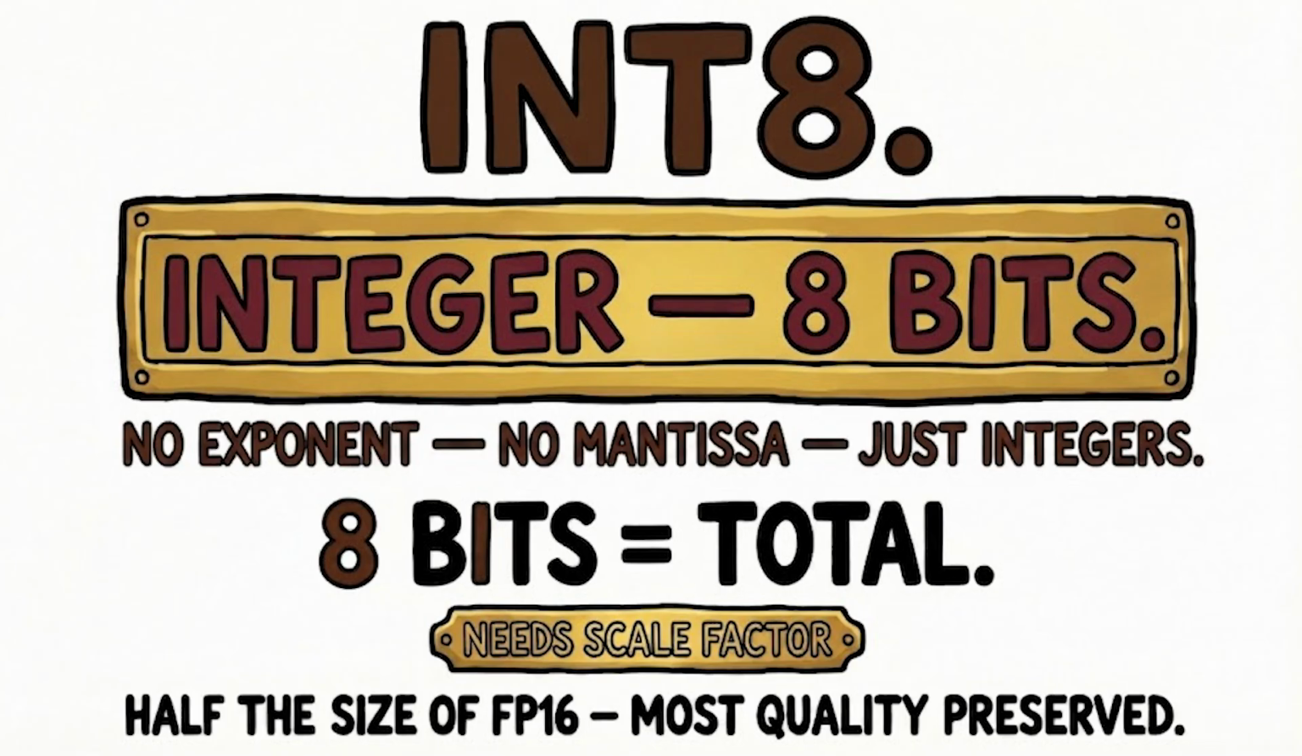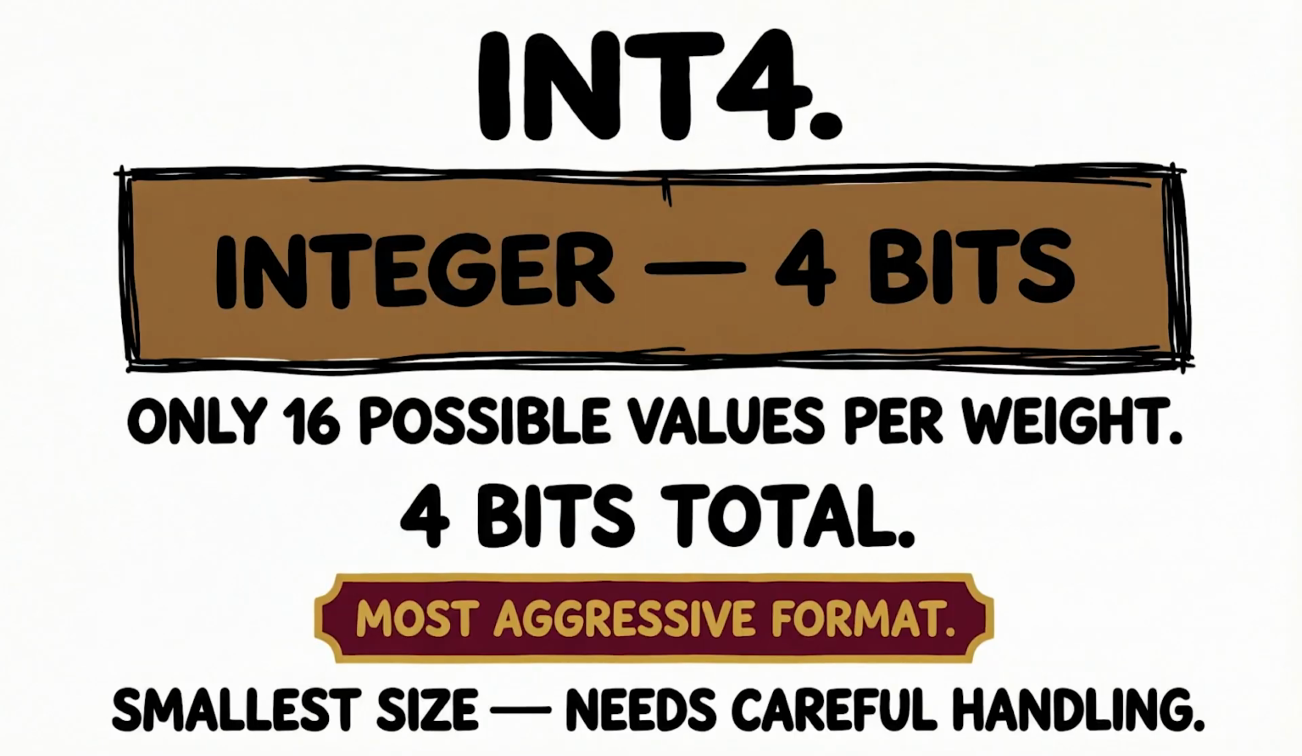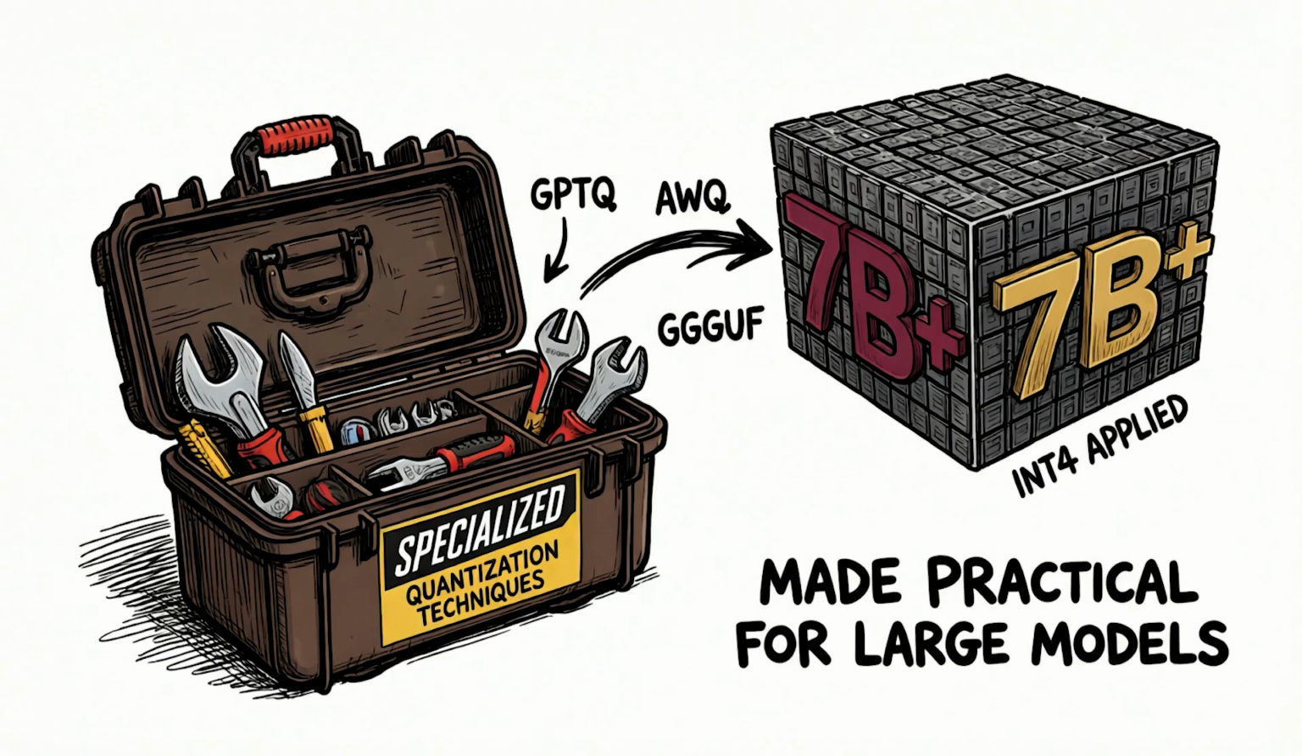Int8 represents values as integers rather than floating point numbers. Because there is no exponent or mantissa, a calibration step is required to determine the appropriate scale factor for mapping floating point weights to the integer range. When done carefully, Int8 preserves most of the model's original quality. Int4 is the most aggressive format in common use. With only 16 possible values per parameter, significant care is needed to minimize quality loss, and specialized techniques have been developed to make it practical for large models.